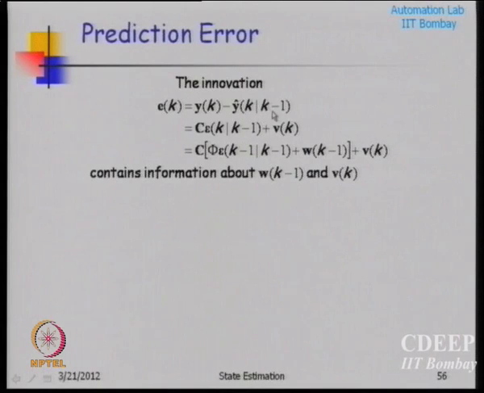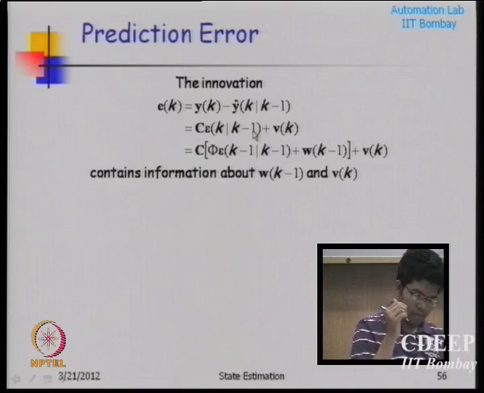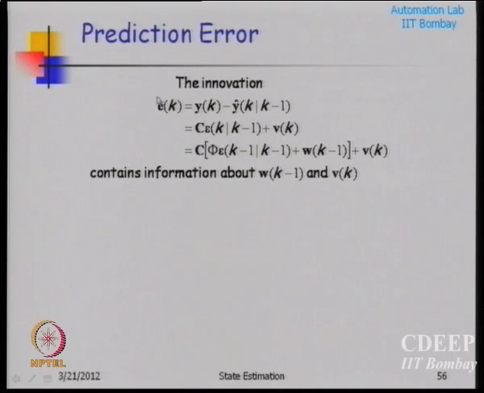See, because I have shown that the error y_k minus y hat_{k|k-1} is a function of w_{k-1}. It is also a function of v_k. See, I am just doing substitutions. I am substituting for ε_{k|k-1}. Look at your slides, the previous slide. Now, if I take an expectation of e_k, it will be C Φ into the expectation of this quantity. The expectation of this quantity is 0. The expectation of w_{k-1} is 0. And the expectation of v_k is 0. Okay.